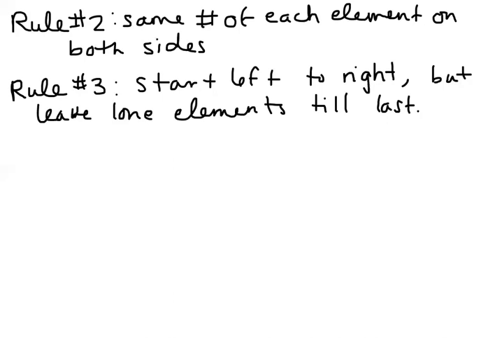So if you have carbon plus SiO2 goes to SiC plus CO. Based on this rule, what are we going to start with? What element are we going to start with? Leave lone elements to last. Silicon. We're going to start with silicon. So we're going to move left to right, but we're going to skip carbon because we're going to come back to that at the end.